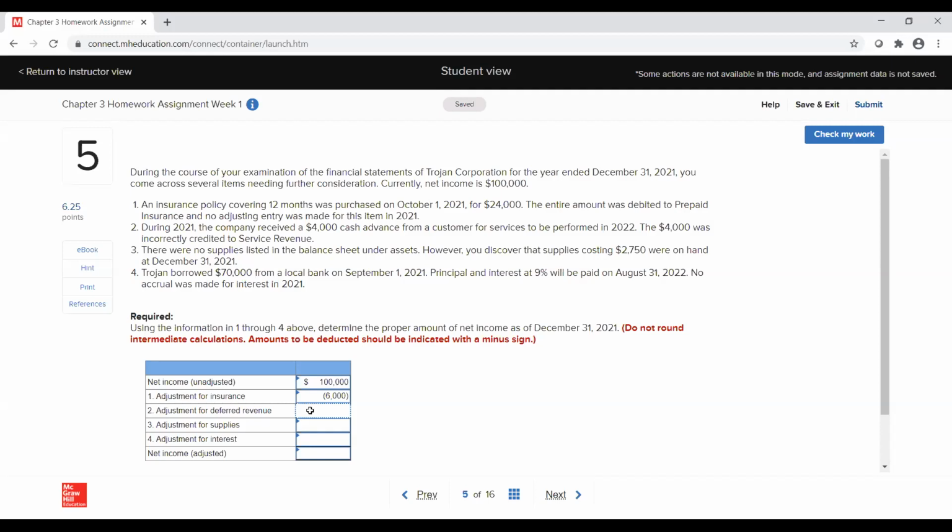Since the work wasn't going to be done until 2022, but they're telling us they screwed up. That $4,000 was credited to service revenue. What should it have been credited to? Deferred revenue. So what should we do here? We should show a debit to service revenue and a credit to deferred revenue, because that was treated originally as revenue, and it should not have been.